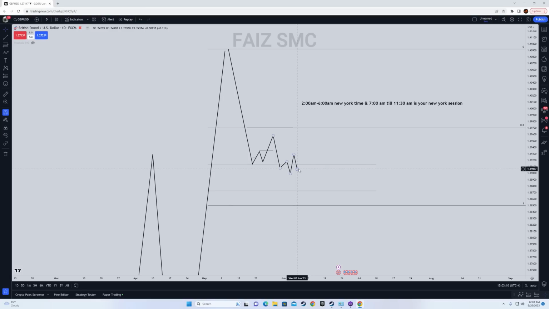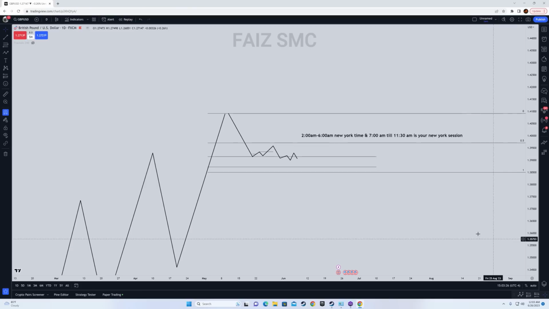So this is the whole setup, guys. Literally, you don't need anything else. You don't need other ICT concepts. This is it. This is what you need. You are following the trend. You are trading in the trend's direction. And that is literally it, guys.